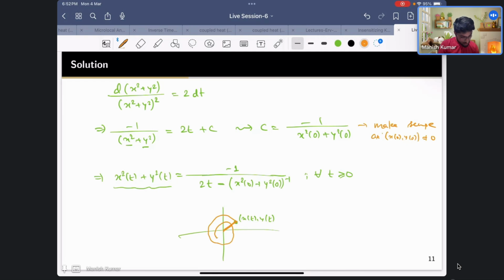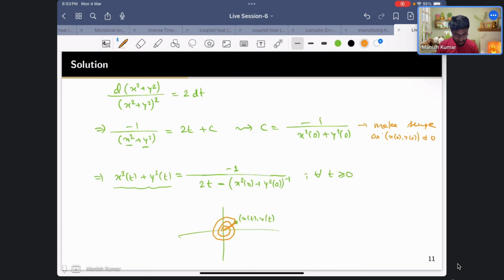Or am I saying the reverse thing? Just a second. So it's clear that it is a function of t, and as t goes to infinity, this will converge to 0, right? So the radius is decreasing and it's going to 0. So here we can say that it is a spiral. This is what we can conclude looking at this expression of x square plus y square.